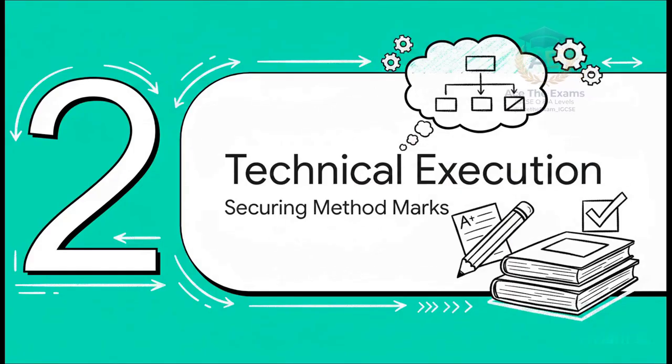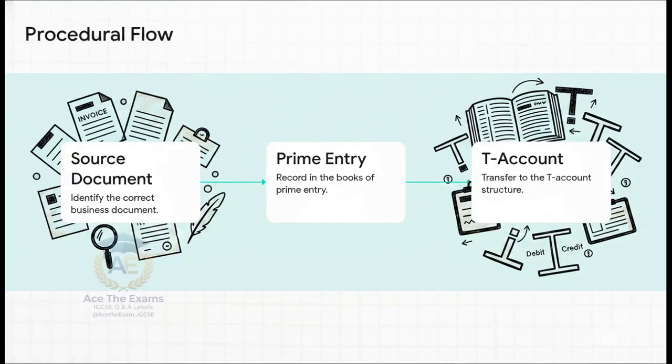Okay, let's transition into our second core area, technical execution and method marks, or how to secure every single point available to you. The procedural flow here is strictly logical. You just can't skip a step. Step 1, extract the raw data from the correct source document, like an invoice or a credit note. Step 2, accurately record that into the books of prime entry. And then step 3, which is absolutely critical for your AO3 practical skills. You map that data onto the gold standard of double entry, which is the T-account structure.